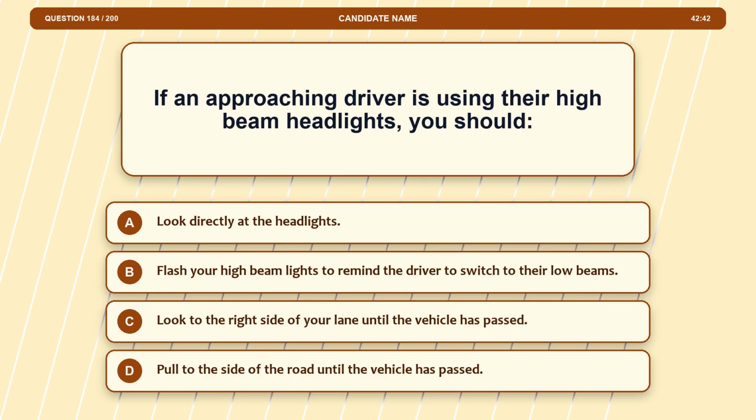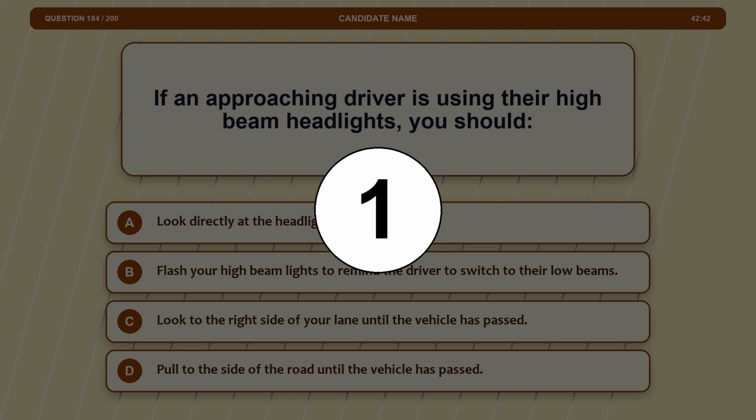Question 184. If an approaching driver is using their high beam headlights, you should: Option A. Look directly at the headlights. Option B. Flash your high beam lights to remind the driver to switch to their low beams. Option C. Look to the right side of your lane until the vehicle has passed. Option D. Pull to the side of the road until the vehicle has passed.